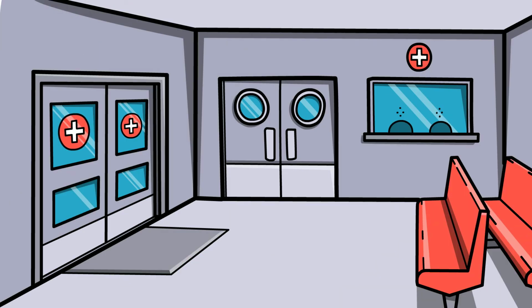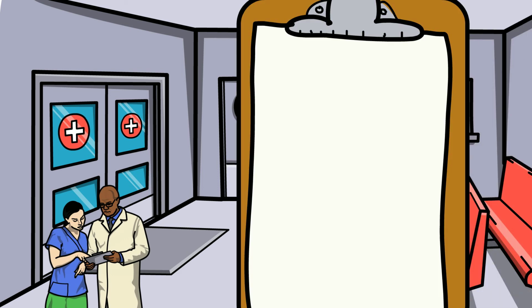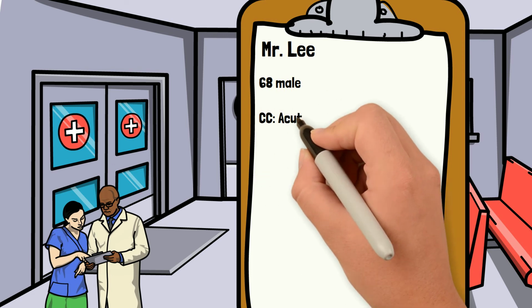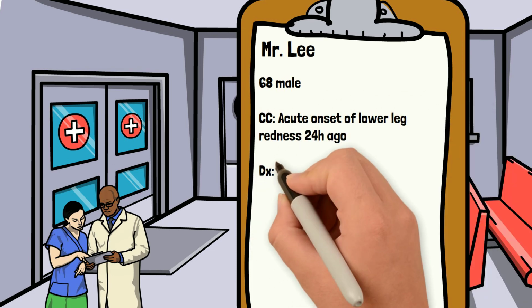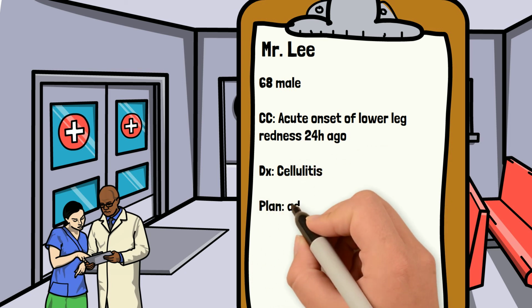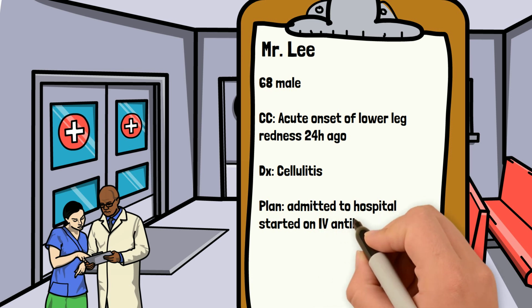Let's start with a case. You are a third-year medical student on your internal medicine rotation. You were assigned a patient, Mr. Lee, who is a 68-year-old man who initially presented with acute onset of redness of his lower legs 24 hours ago. He was diagnosed with cellulitis, admitted to the hospital, and immediately started on IV antibiotics.